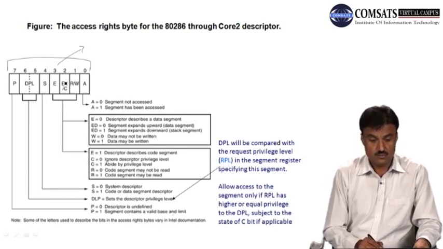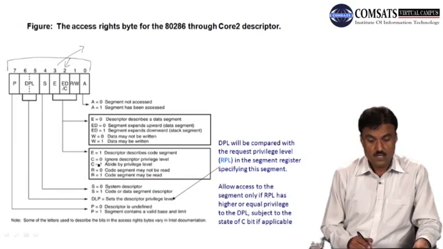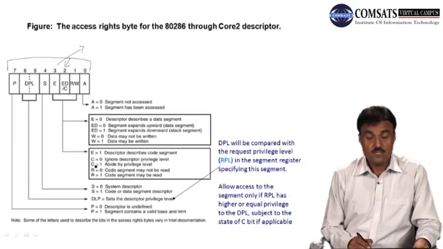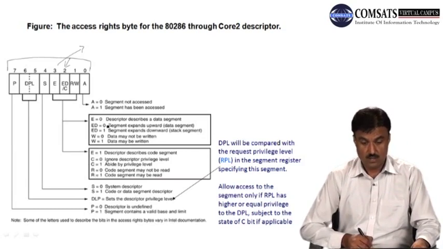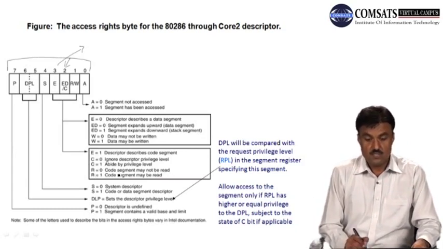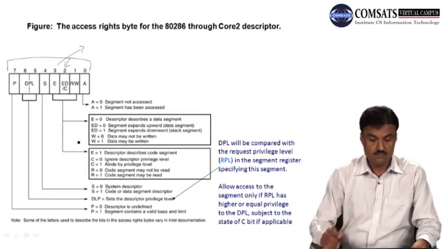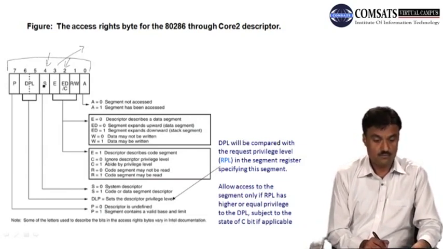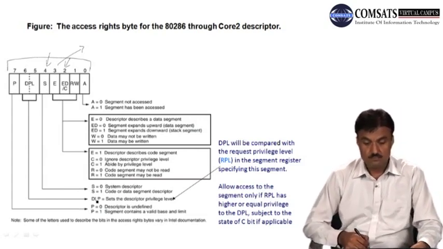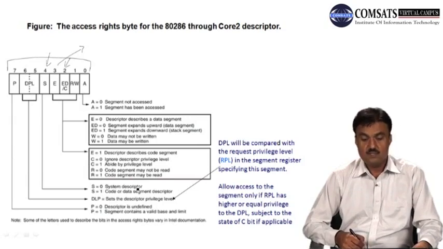At the same time, for bit number three in this one, if it is equal to zero when E is equal to one, ignore the descriptor privilege level. If C is equal to one, it means we have to abide by the privilege levels. If R is equal to zero, the code segment may not be read. If R is equal to one, the code segment may be read. So there are different descriptions for all these bits. Similarly, for bit number four, or the fifth bit of this access rights byte, if it is zero, it means this is a system descriptor, and if it is one, then it is a code or data segment descriptor, and so on.